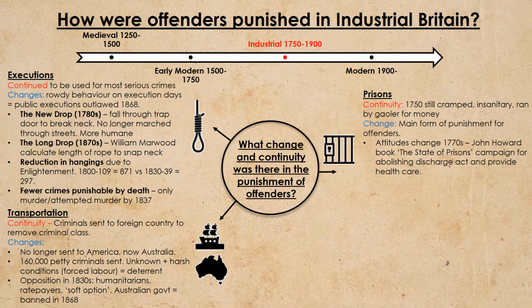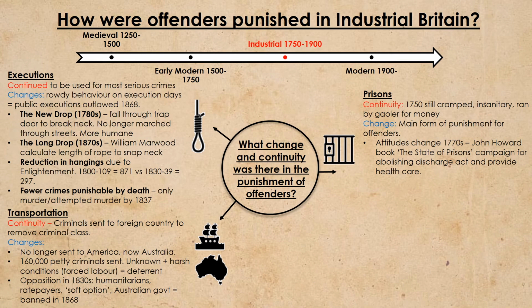You get a man called John Howard, who writes a book called The State of Prisons. And it is in this book that he campaigns for abolishing the Discharge Act. So prisoners would have to pay a fee when their time served was up, which meant that they could leave prison. But of course, if you were poor, you could not afford to pay this fee. Therefore, even if you had served your time, you could not leave prison.